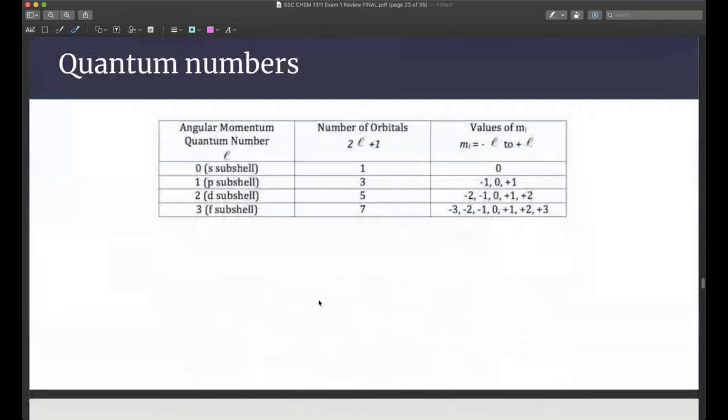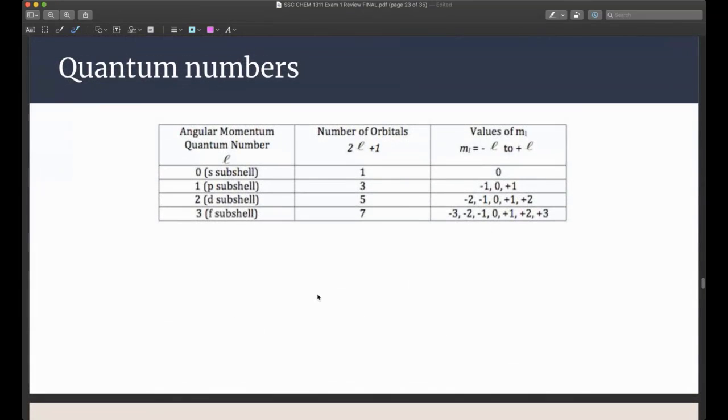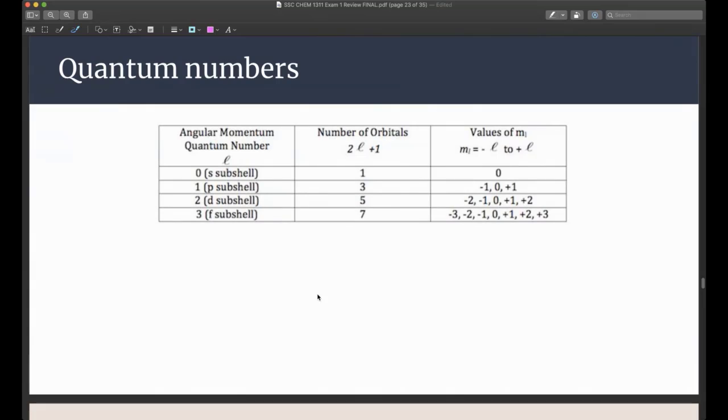So moving on, this is another table that shows the different subshells like s, p, d, f, and the max number of orbitals that can be in them, which is always given by the formula 2L plus 1. So for 0, 2 times 0 plus 1 is 1, for 1, 2 times 1 plus 1 is 3, and so forth. And then the values of mL range from 0 all the way to plus or minus 3.